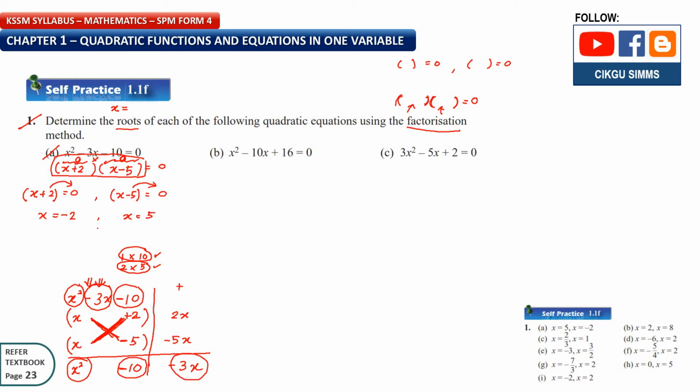So you have two roots. One is x equals negative 2, and another one is x equals 5. So this is your final answer. That is what the question asks you to do, to find the roots.